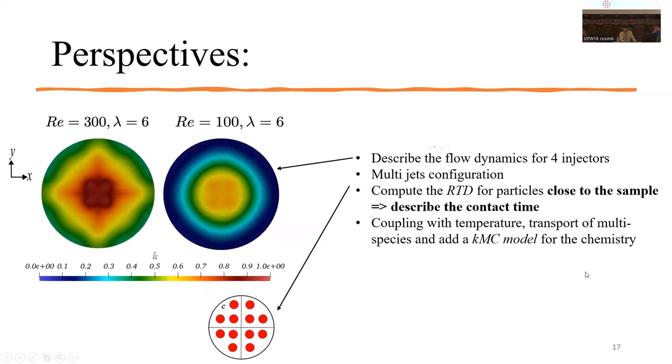For the perspective, we want to describe the flow dynamics for four injectors or a multi-jet configuration. Next, we want to compute the residence time distributions close to the sample to predict the contact time of the particle on the sample. And to finish, we are going to couple the CFD solver with a temperature equation and a kinetic Monte Carlo model to describe the chemistry on the sample. So I finished my presentation. Thank you for your attention.